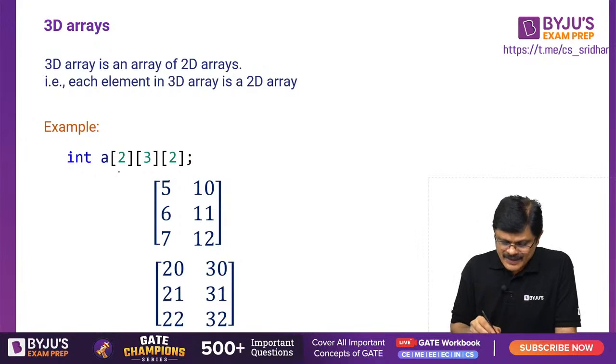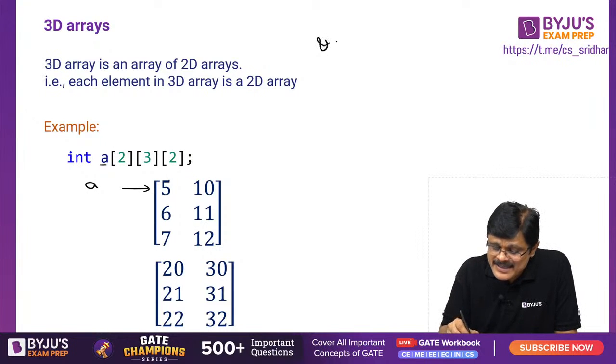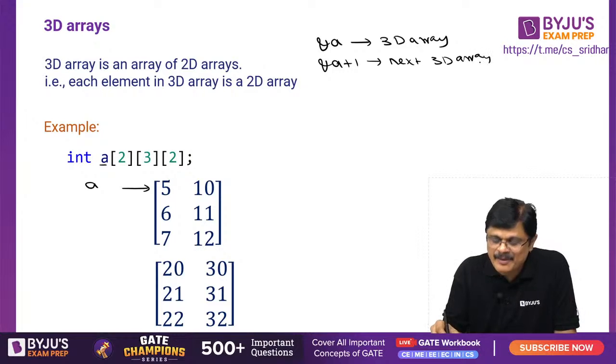Now look here. Here the name of the array refers to the entire 2D array. See here, &A refers to the 3D array. So if you do &A plus 1, it refers to the next 3D array. Same as the previous one.